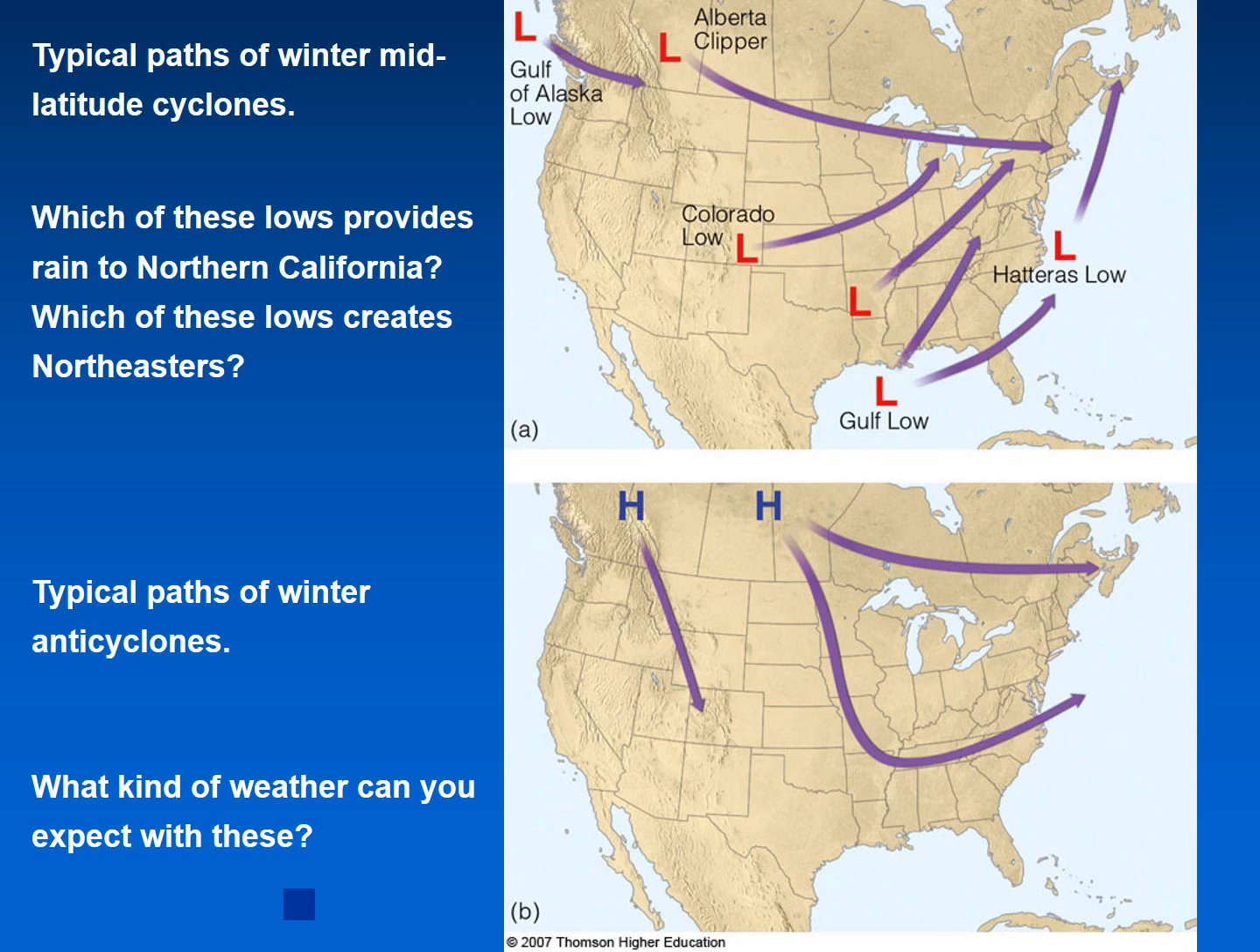Now the lows, the cyclones, are named after the region where they form. So you'll notice the Gulf of Alaska low forms over the Gulf of Alaska, and it slides east or east-southeast. And this is the low that can bring rain to Northern California during wintertime. The Alberta Clipper forms over Alberta, and it slides southeast or east-southeast into the Central Plains and the Great Lakes region.